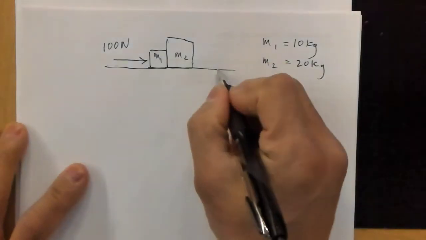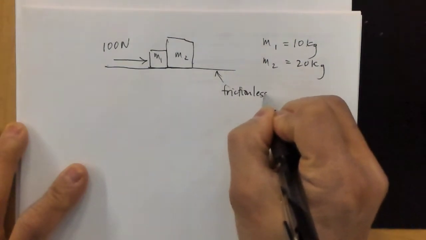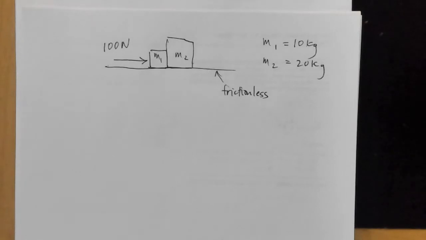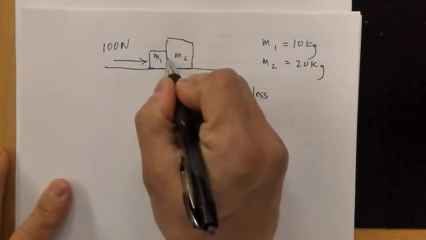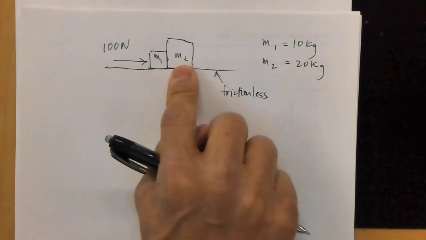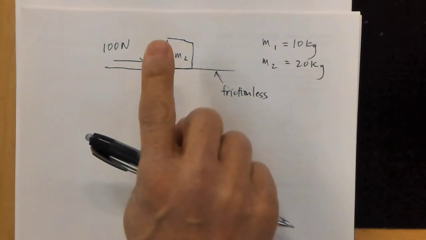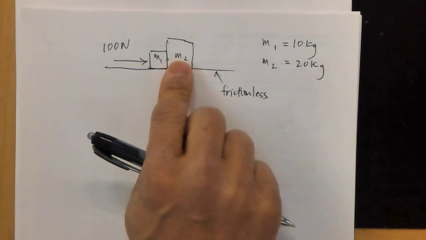And let's say this is frictionless surface there. And you might ask the question, what is the force between the two blocks? What is the force that's exerted between the two blocks? In other words, you could be asked, what is the force that M2 exerts on M1? Or you could be asked, what is the force that M1 exerts on M2? It's the same answer. Hopefully everybody knows that.